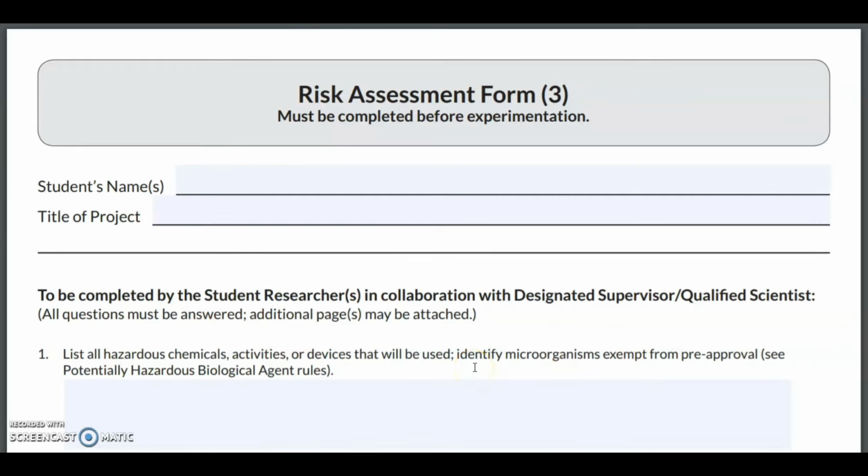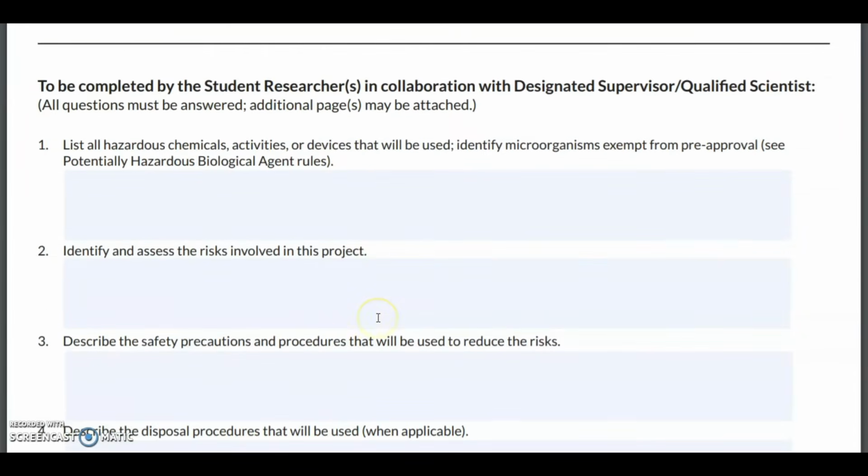Let us now proceed with the risk assessment form, or Form 3. Form 3 is the risk assessment form that must be completed before experimentation. It includes the name of the student and the title of the project. This form must be completed by the student researchers with the guidance and help of the designated supervisor or the qualified scientist.